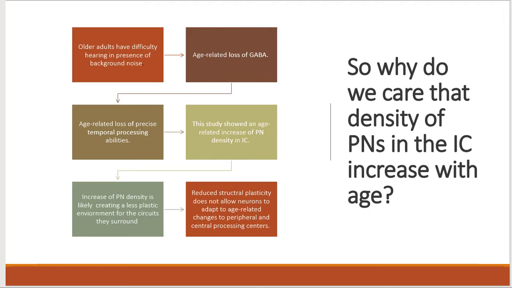So the study showed us an age-related increase of PN density, and we know that increase of PN density is likely creating a less plastic environment for the circuits they surround. So this age-related loss of GABA and the loss of precise temporal processing reduces our ability to hear target sounds in the presence of background noise, and this increase of PN density isn't helping because it doesn't allow for our neurons to adapt to changes brought about by decreases in GABA or any other changes to the peripheral and central processing centers.